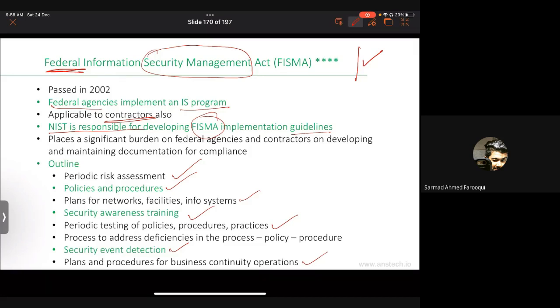But FISMA is for federal systems. Federal system in the US means the government systems, the government organizations. If they are using computer systems and information systems, which everybody does, then you have to maintain these processes to be working under the FISMA Act.